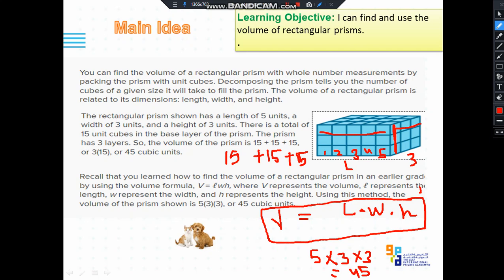And here is an example we can work on. It's so easy. This is the same way we got the formula. You can work on it, but the important thing is to know the formula for a rectangular prism: V equals L times W times H. I hope you get this; this is the main idea.